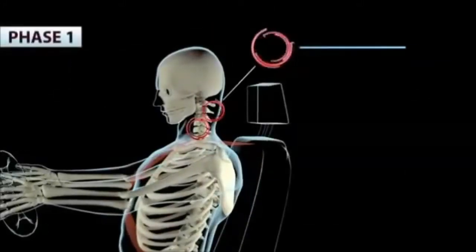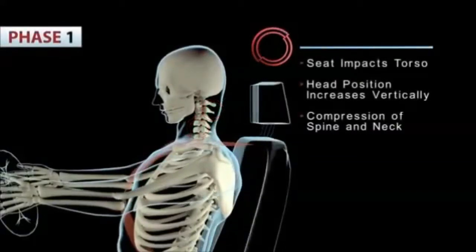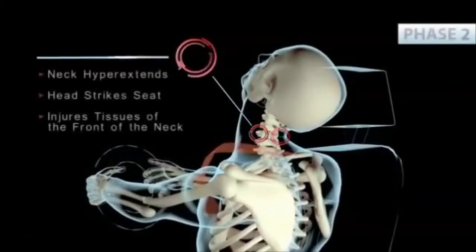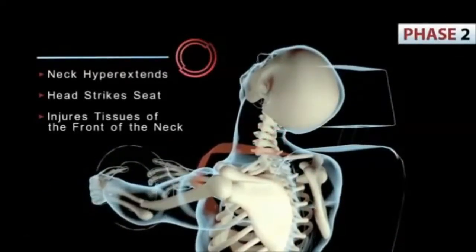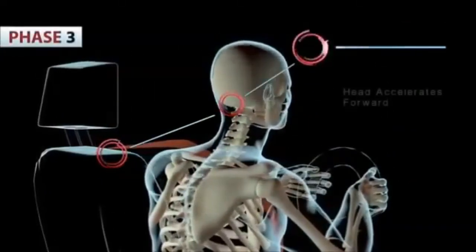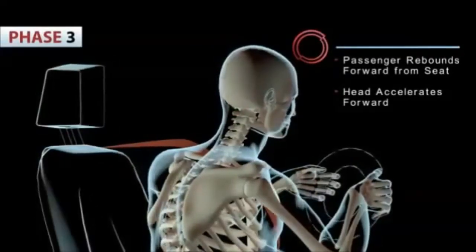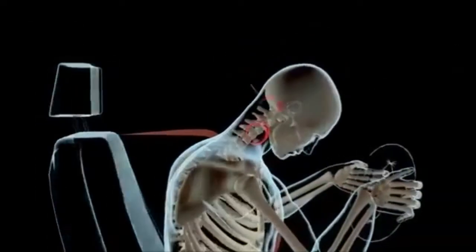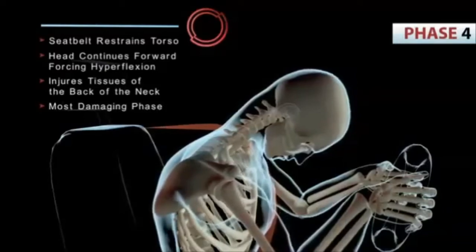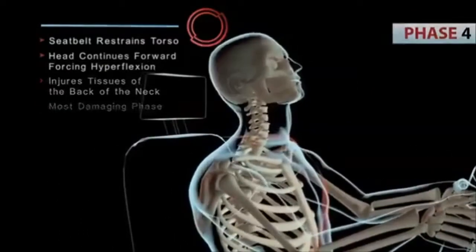Phase 1 is seat impact to the torso, head position increases vertically, and compression of the spine and neck. Phase 2 is neck hyperextension, head strikes the seat, and injuries to the tissue of the front of the neck. Phase 3 is the passenger rebounds forward from the seat and the head accelerates forwards. The last phase is phase 4, seatbelt restrains the torso, head continues forward forcing hyperflexion, injuring tissues of the back of the neck, and it is the most damaging phase.